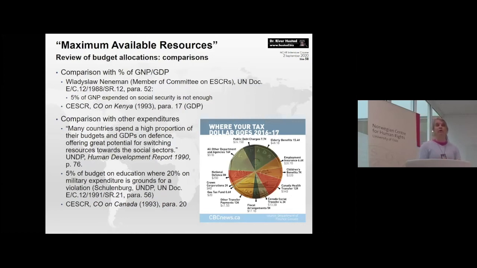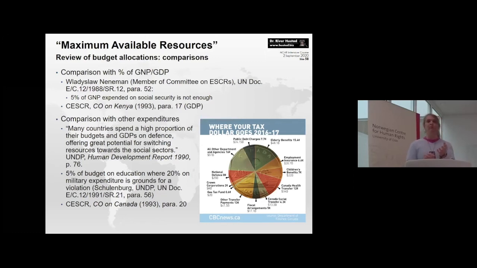And so one member of, this is just a member of the committee, not the entire committee, wrote in one of the documents that 5% of GNP on Social Security is not enough. So we don't have a lot of specific indication from the committee on these issues. So I've pulled out what specific indications there are. And so some comparisons with other expenditures.